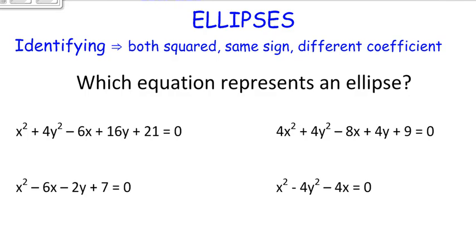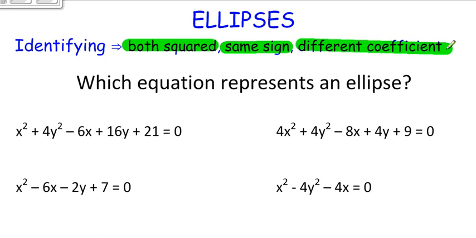Next, we're going to talk about the ellipse. Okay, when we're talking about the ellipse, we're looking for both terms to be squared, with the same sign, so they're both positive or they're both negative, and they have a different coefficient. Okay, that's the part that's different from the circle.